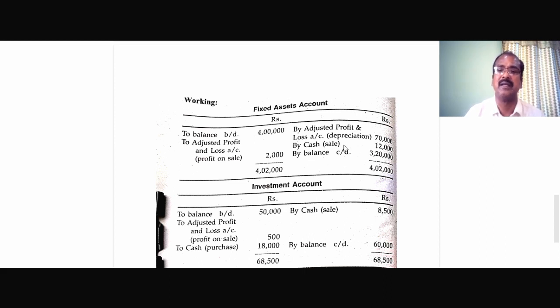Fine. Then they have sold a part of the fixed asset costing 10,000 for 12,000 rupees. Let's first pass the journal entry for selling the asset. Cash account debtor to fixed asset account 12,000. Now in the second journal entry, you separate the profit element of 2,000 there. Fixed assets account debtor to adjusted P&L account 2,000.